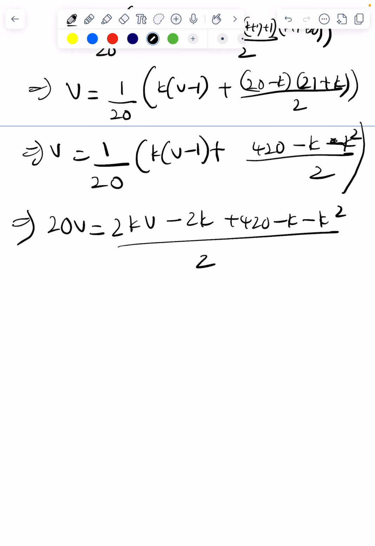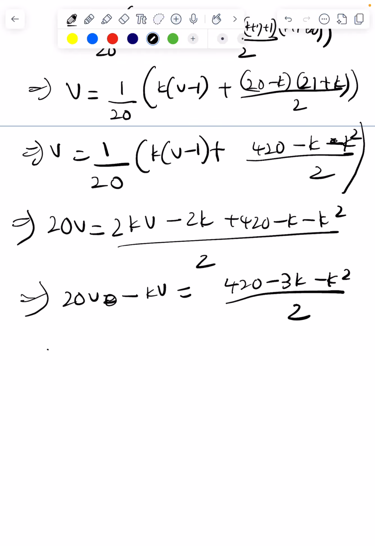To be honest, I think we don't have to bring it down here, because we can just push the KV to the other side first. So what I'd get is 20V minus 2KV by 2, so that would just be KV equals 420 minus 3K minus K squared divided by 2, right?